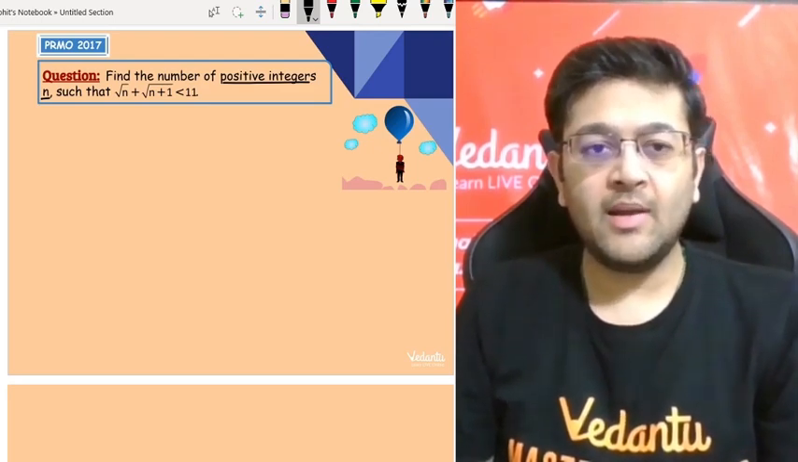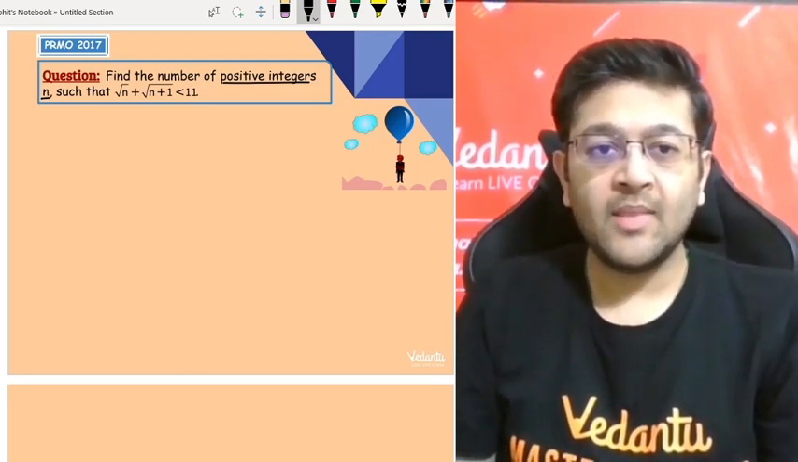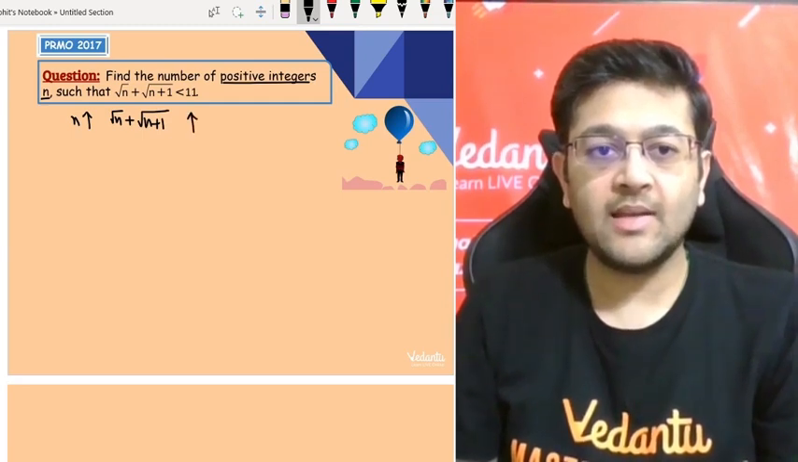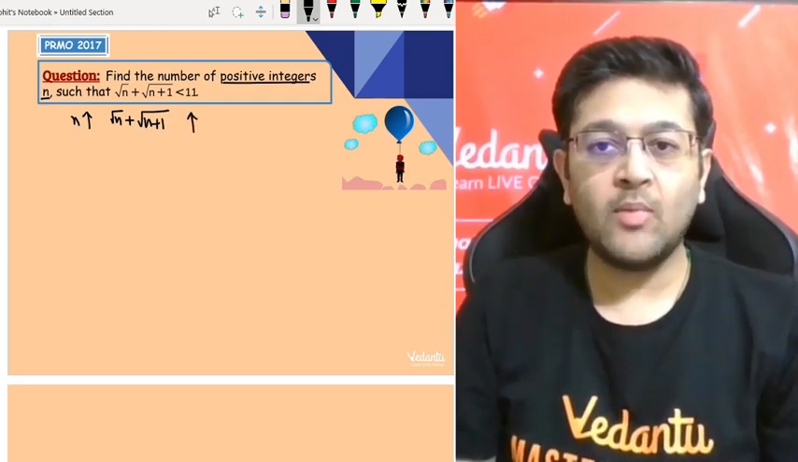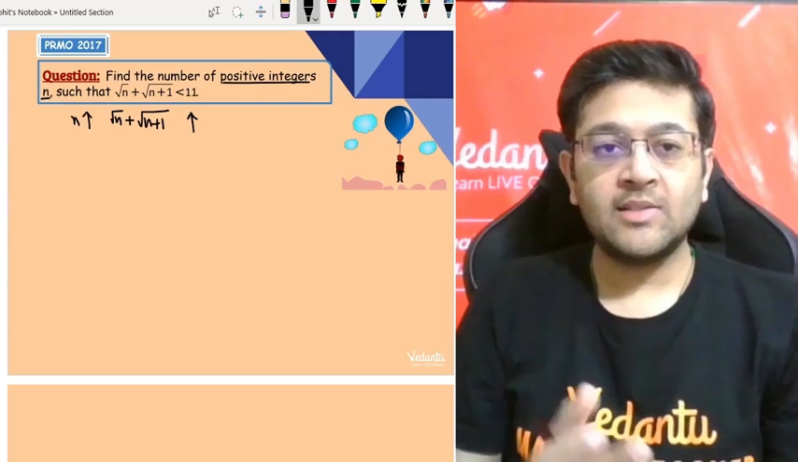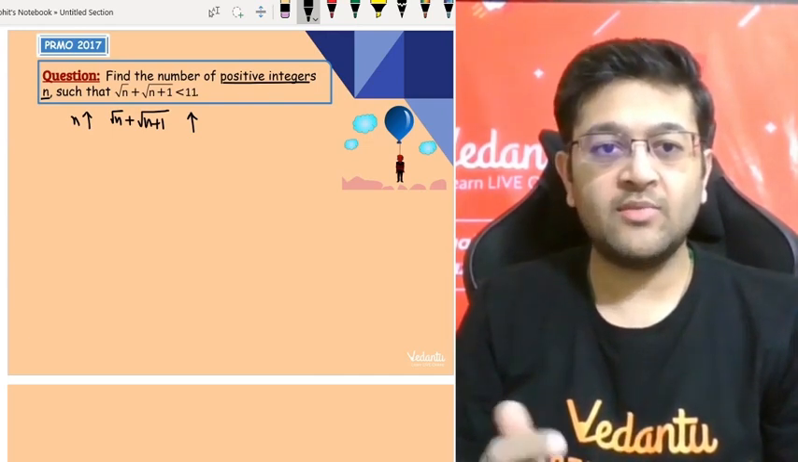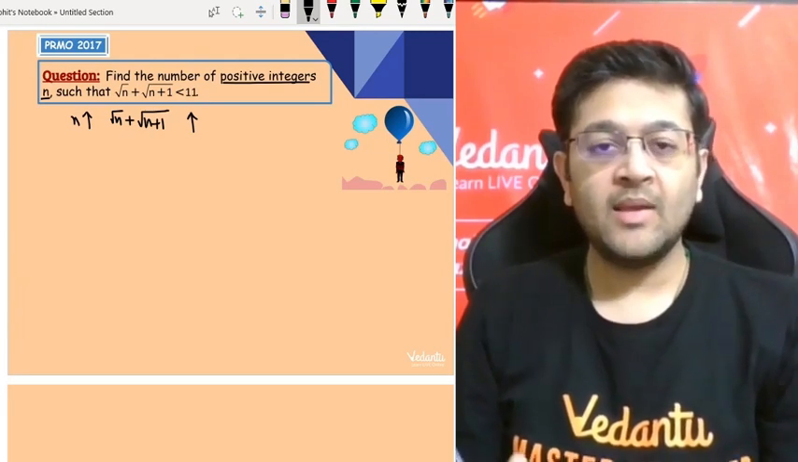तो सबसे पहले अगर हम इसमें एक चीज नोटिस करें, as the value of n increases, the value of the expression root n plus 1 also increases, है ना? So यहाँ से हमें एक बहुत अच्छा आइडिया लगता है that starting with n equal to 1, the value of this expression will keep on increasing, है ना?